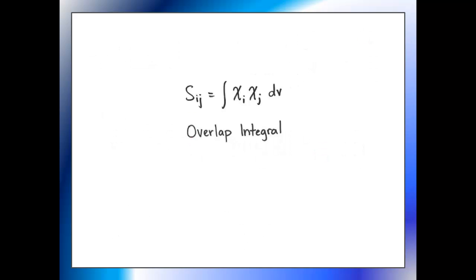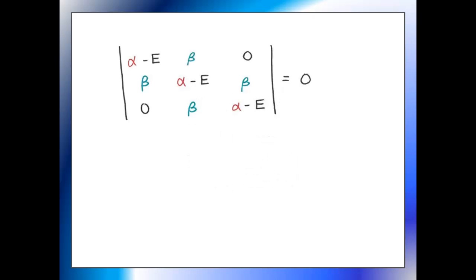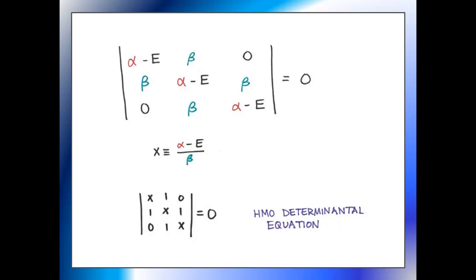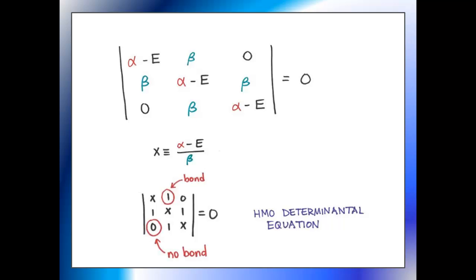S is the overlap integral. If i equals j, then S equals 1, and if i does not equal j, then S equals 0. These are approximations, but the qualitative solution still holds. Now our determinantal equation simplifies. We divide everything by beta and say that x equals alpha minus energy over beta. This leads to a simple Huckel molecular orbital determinantal equation. The 1's represent bonds, and the 0's represent a lack of bonds. The determinant is always symmetric for reflection through the diagonal of x's.